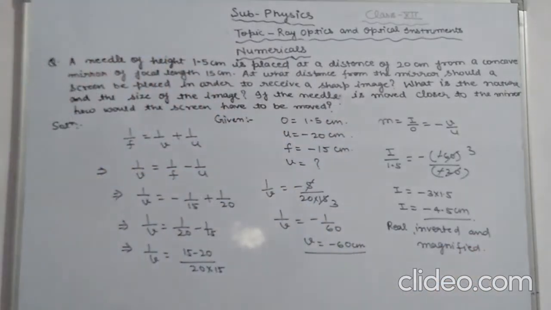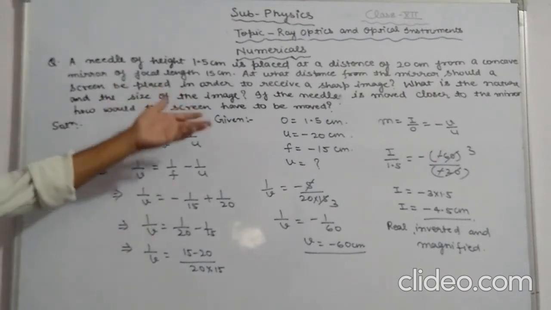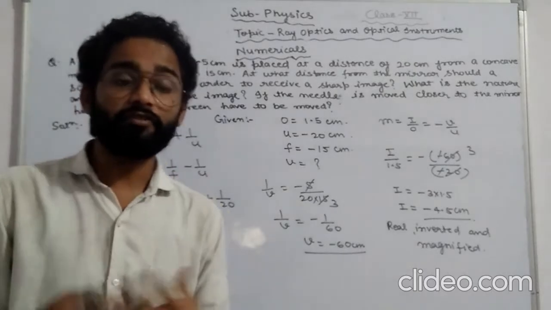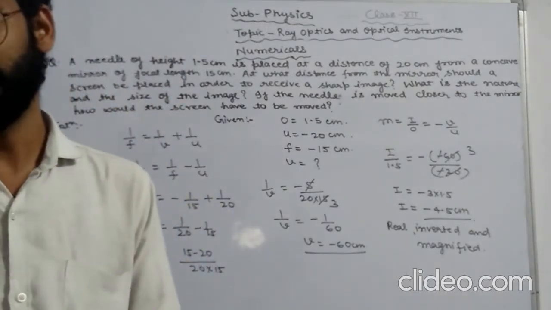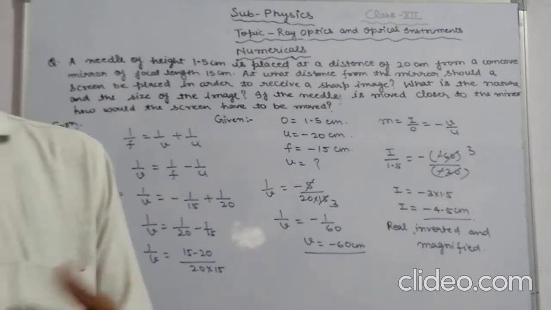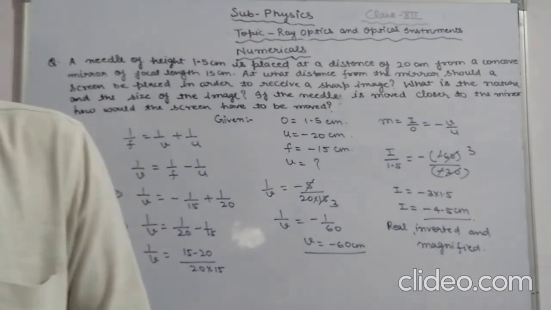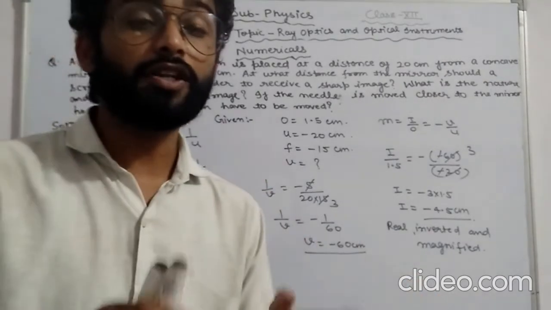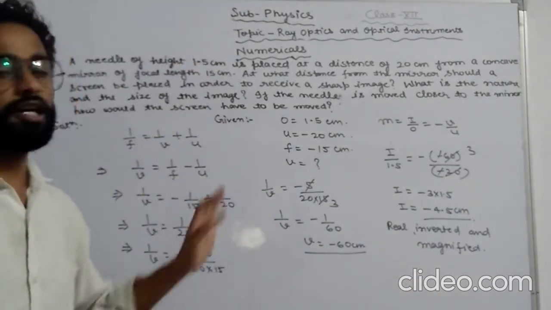Now the next part is asking, if the needle is moved closer to the mirror, how would the screen have to be moved? Let me tell you, when the distance of the needle is less than the focal length of 15 centimeter, the image becomes virtual. So it cannot be taken on the screen. So there is no requirement of the screen.